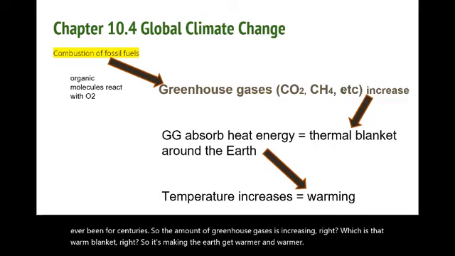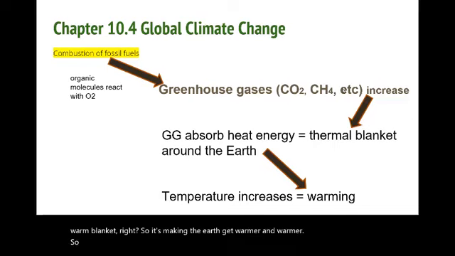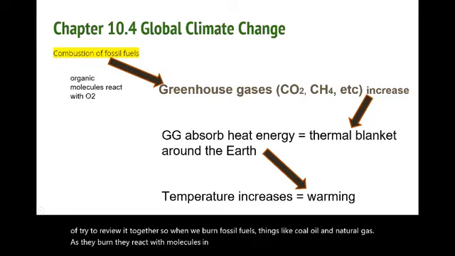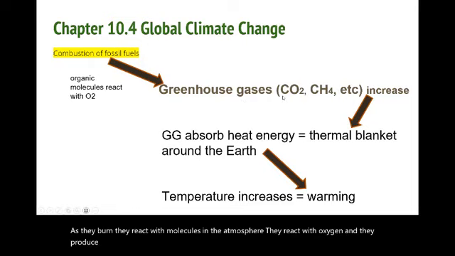So let's go over just what we've gone through so far in the previous slides. Let's try to review it together. When we burn fossil fuels, things like coal, oil, and natural gas, as they burn, they react with oxygen in the atmosphere, and they produce greenhouse gases, things like carbon dioxide and methane.